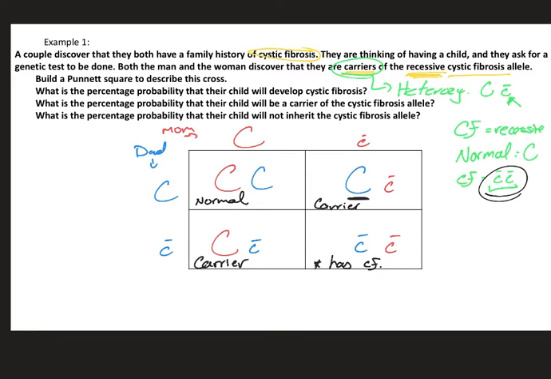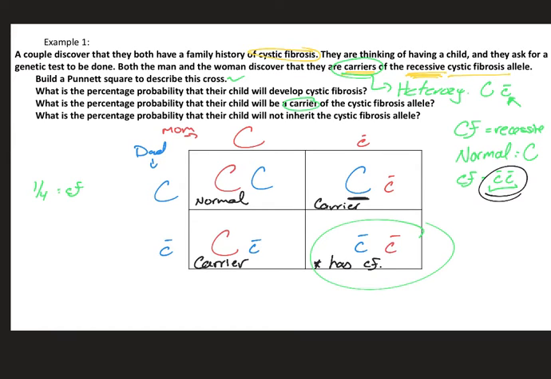So let's see what we need to do. We've built a Punnett square that describes the cross. What is the percent probability that their child will develop cystic fibrosis? That is the square right here. So basically we have a 1 out of 4 chance that they will show cystic fibrosis. That's the probability.